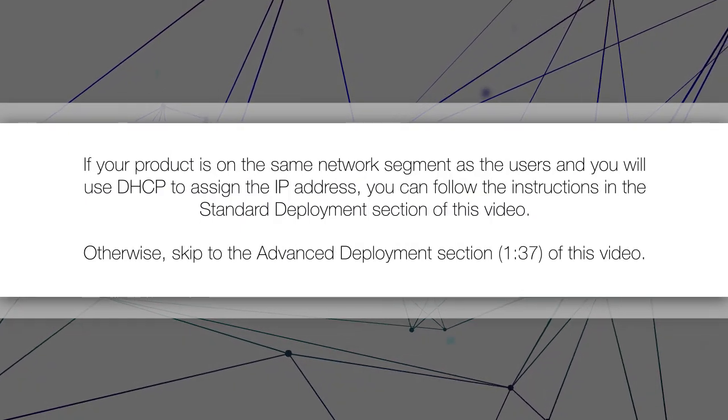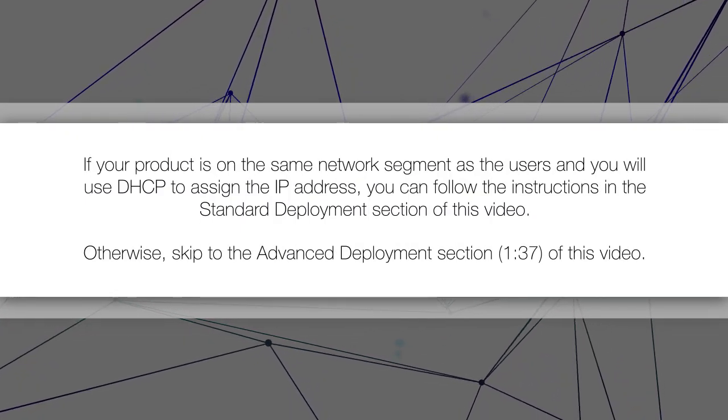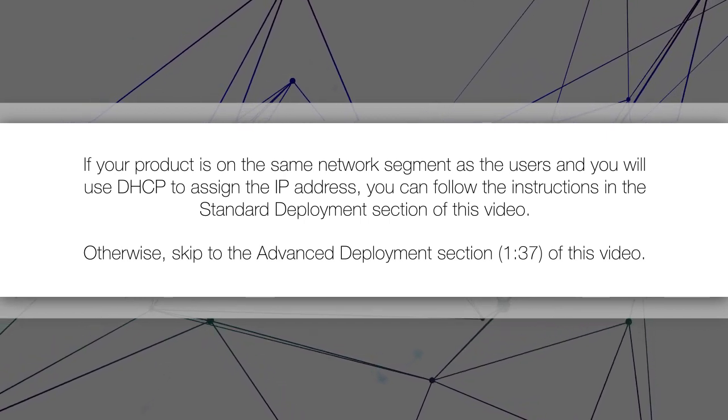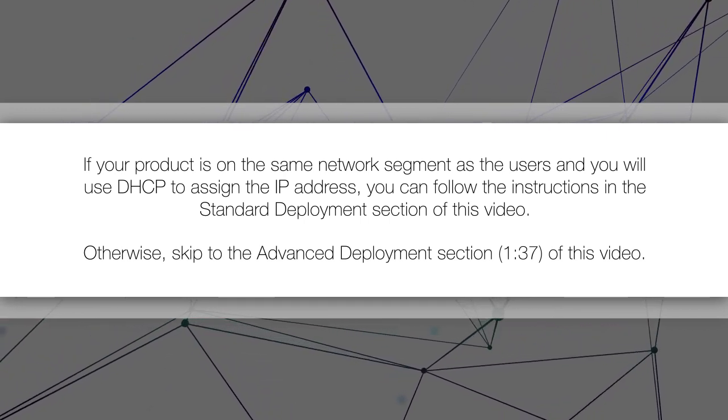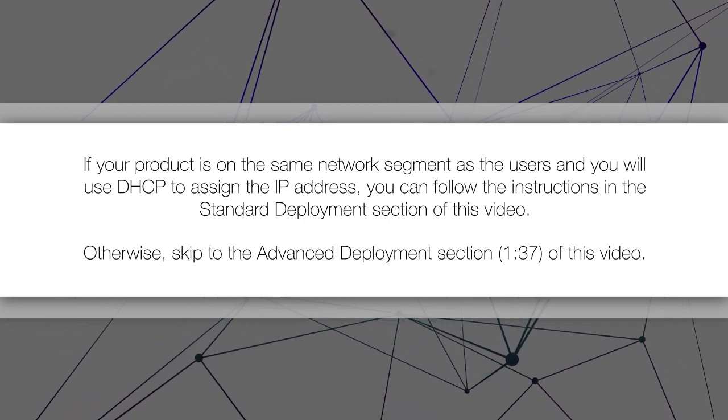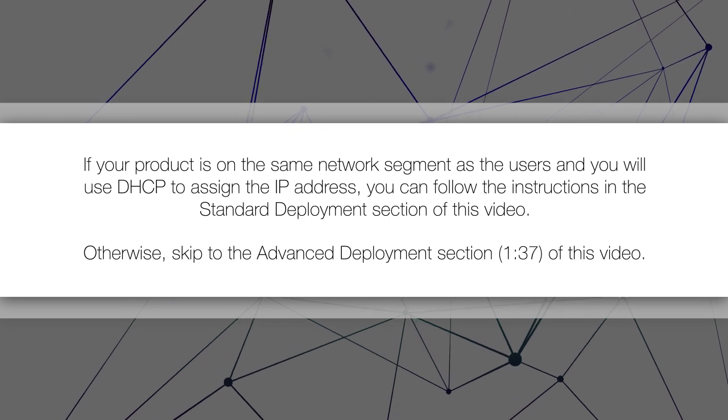If your product is on the same network segment as the user's and you will use DHCP to assign the IP address, you can follow the instructions in the standard deployment section of this video. Otherwise, skip to the advanced deployment section of this video.